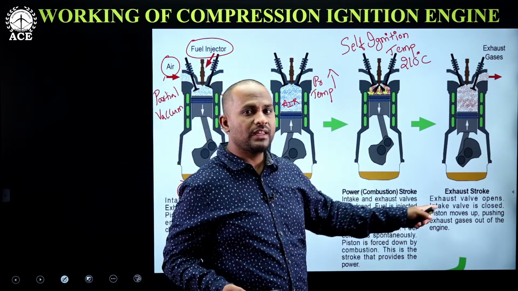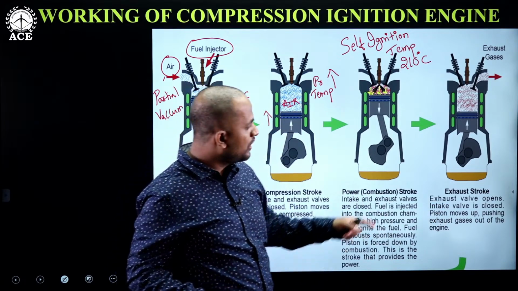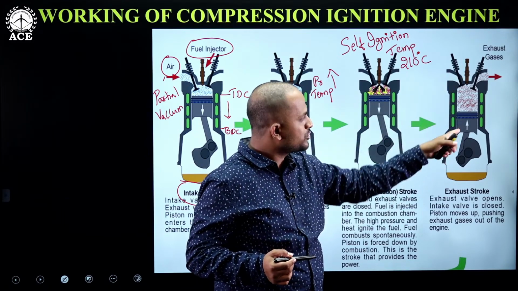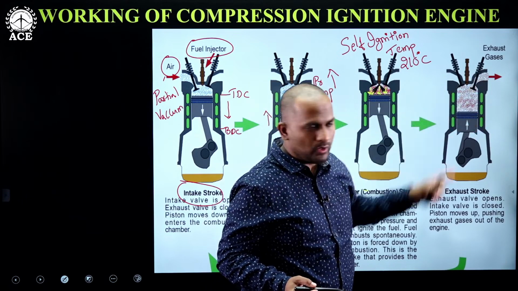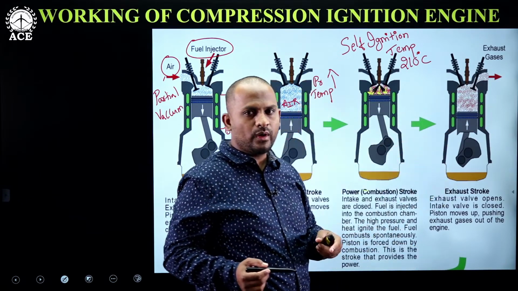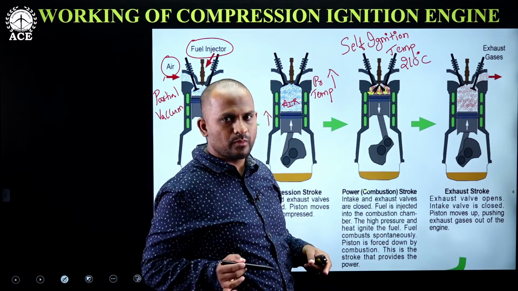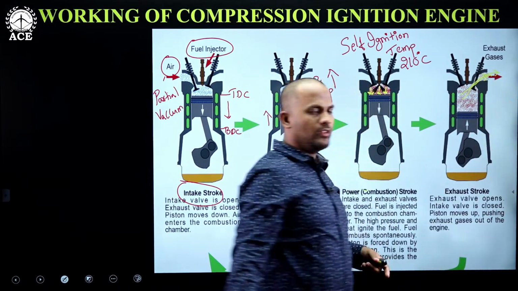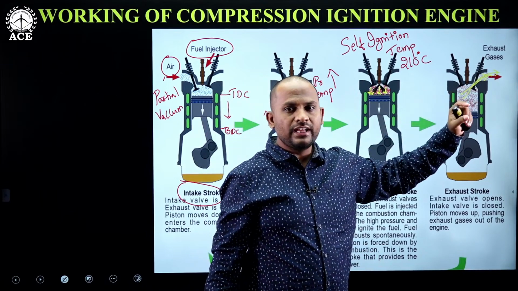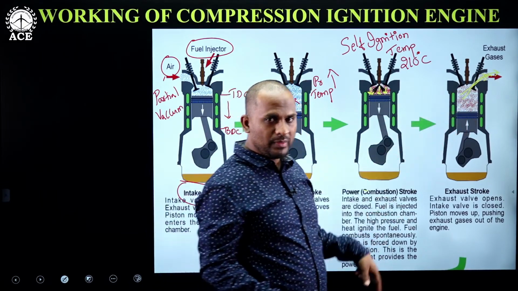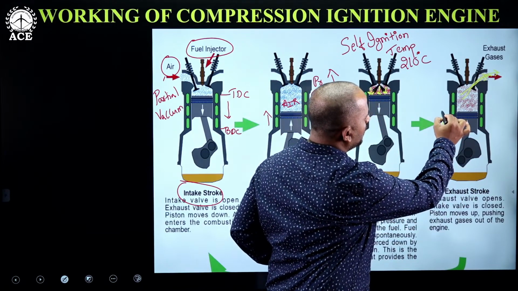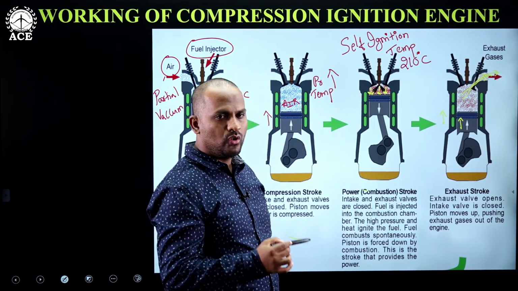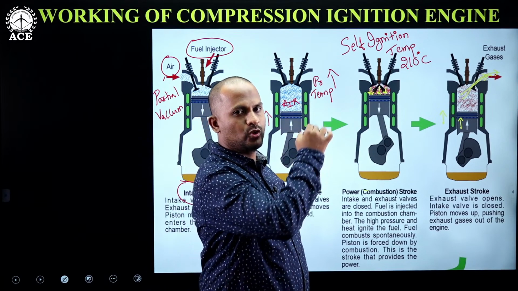Now the last one is the exhaust stroke. What happens in the exhaust stroke? When the piston reaches BDC at the end of the combustion process or power stroke, the exhaust valve will be open, and whatever gases are released because of the combustion process will escape outside through the exhaust valve, and the piston will be traveling from BDC to TDC, so that it will push the exhaust gases to leave the cylinder.